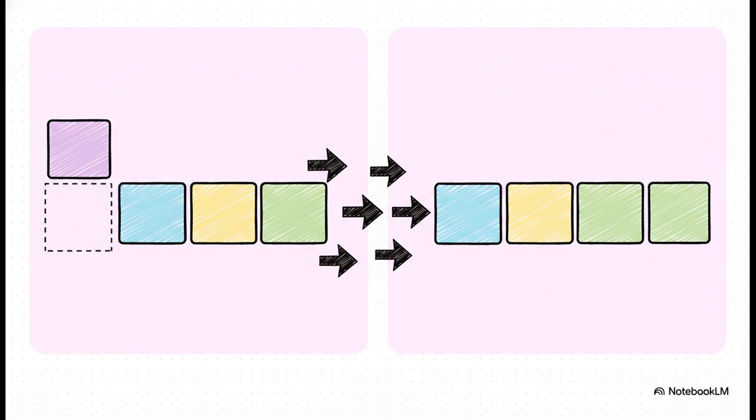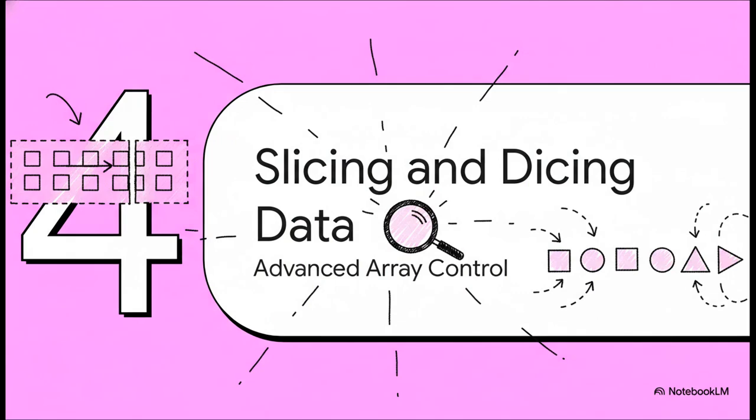And to complete our basic toolkit, we have unshift. It does the exact opposite of shift. It lets you add a new element right to the very beginning of the array, pushing all the existing elements over to make room. Now let's level up a bit.